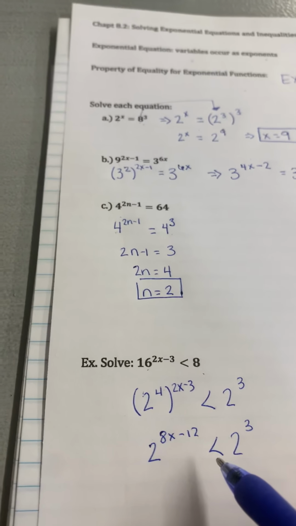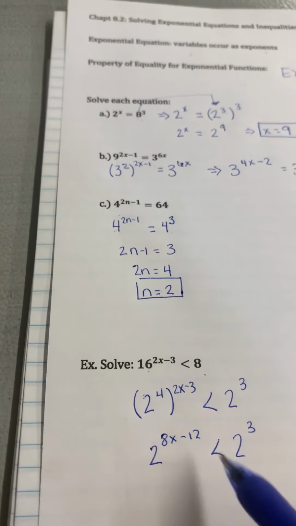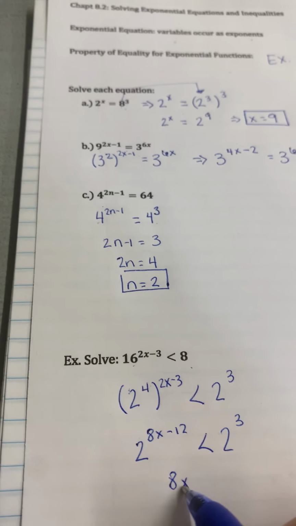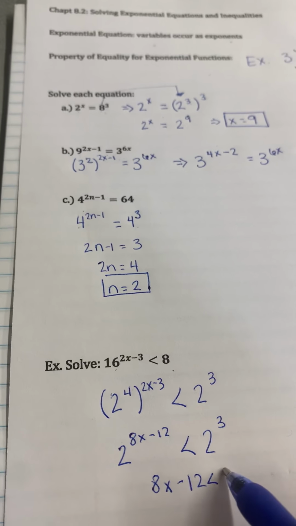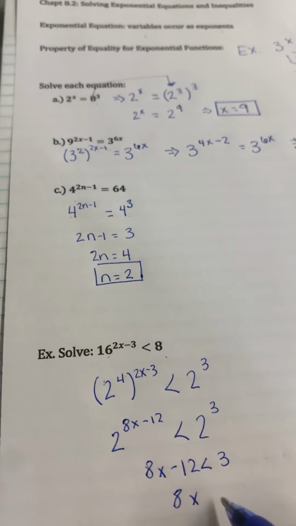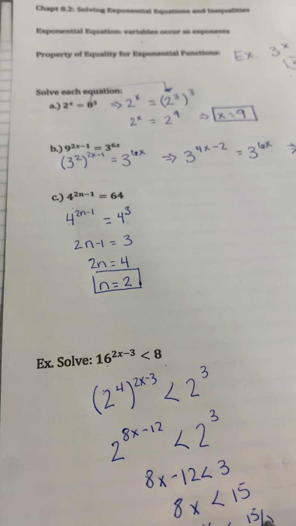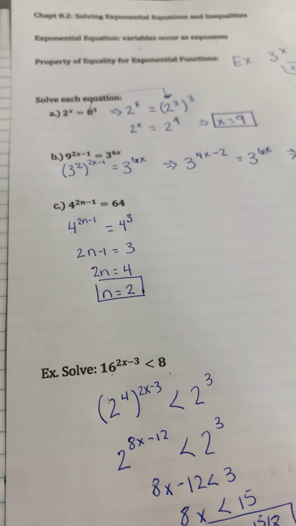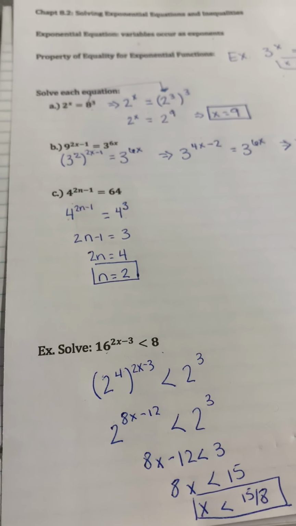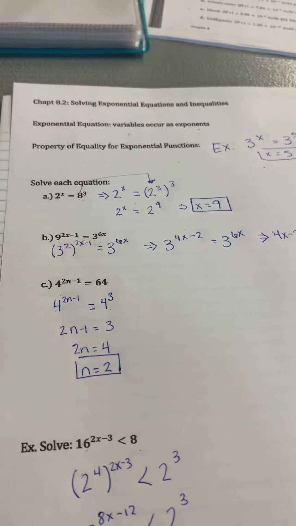From here, what do I need to do? Drop my bases. 8x minus 12 is less than 3. 8x is less than 15. So x is less than 15 over 8. There's my answer, and I'm done. That is chapter 8.2.